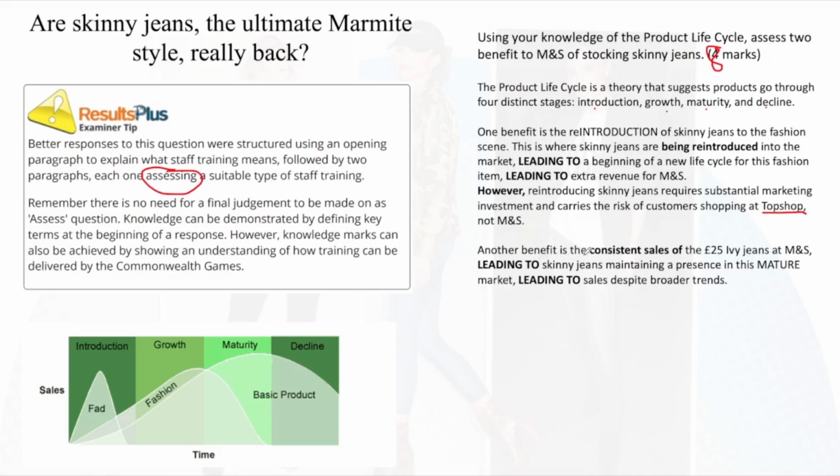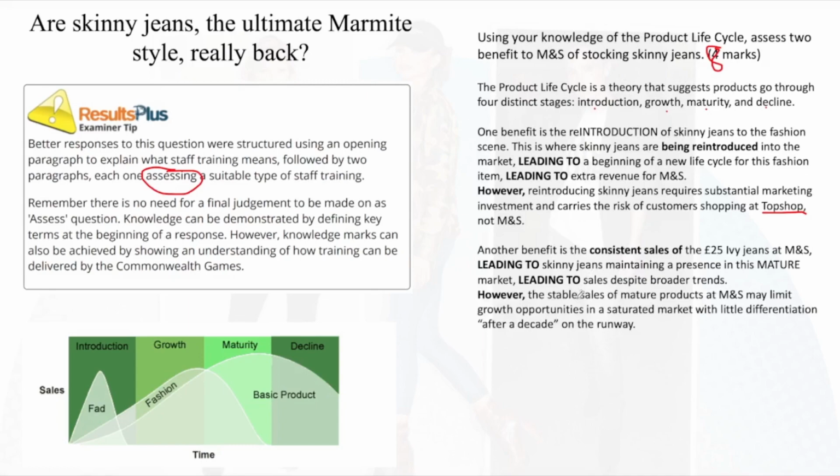Another benefit is the consistent sales of £25 Ivy jeans from M&S, leading to skinny jeans maintaining its presence in this mature market, language from product life cycle, leading to sales despite broader trends. Okay, so it's not just straight to sales, it's thinking about the broader trends. However, the stable sales of mature products at M&S may limit growth opportunities in a saturated market with little differentiation after a decade on the runway.